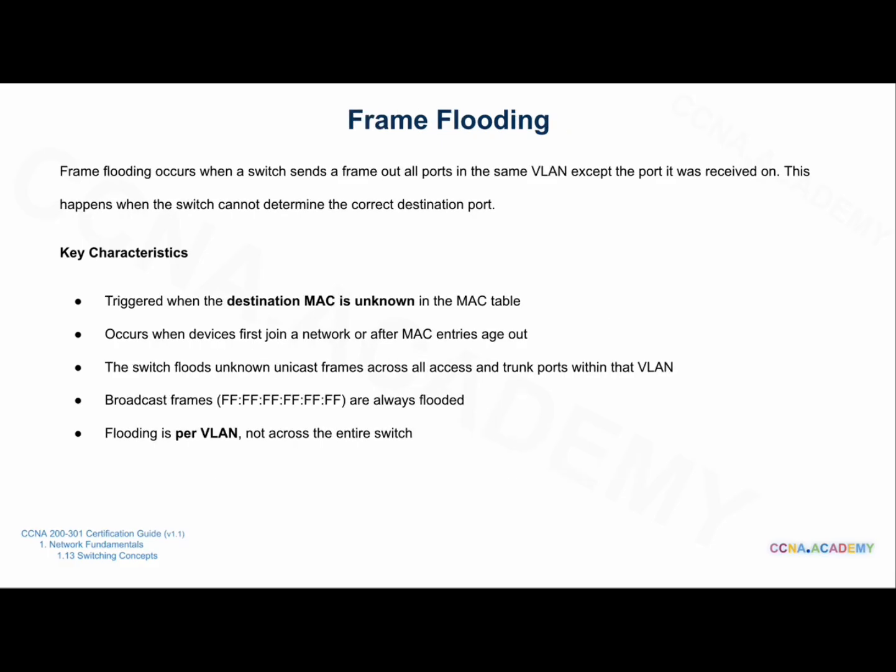Frame flooding happens when the switch doesn't know where the destination device is yet. For example, when a device connects for the first time and no MAC entry exists, the switch sends that frame out every port in the same network segment except the one it came in on. Broadcast frames are always flooded, and multicast frames are initially treated the same way. Once the switch learns the MAC address and associates it with a port, flooding stops and the frame is forwarded directly. Flooding is normal, but too much of it can indicate misconfigurations or network issues.